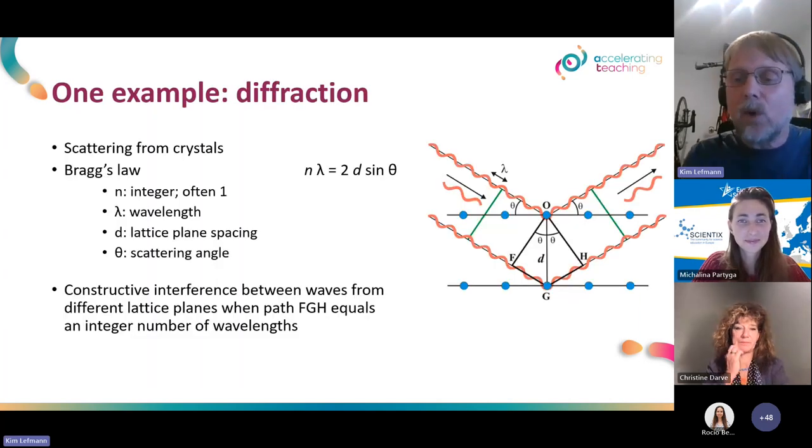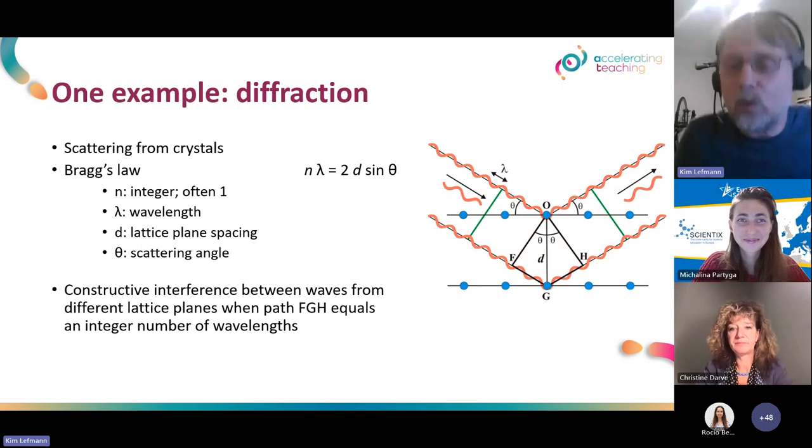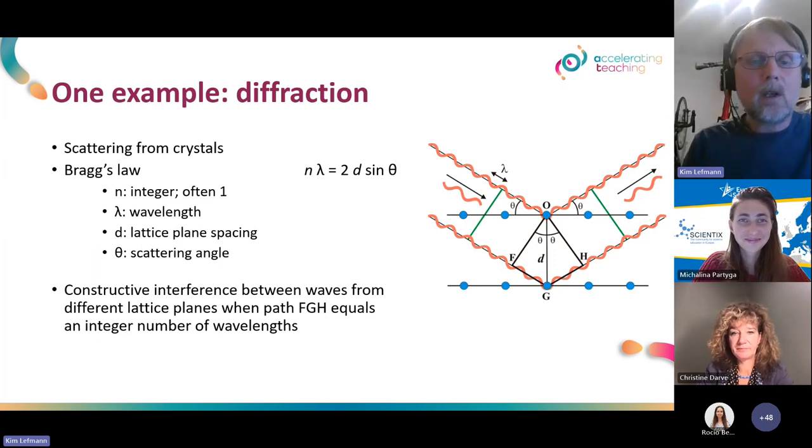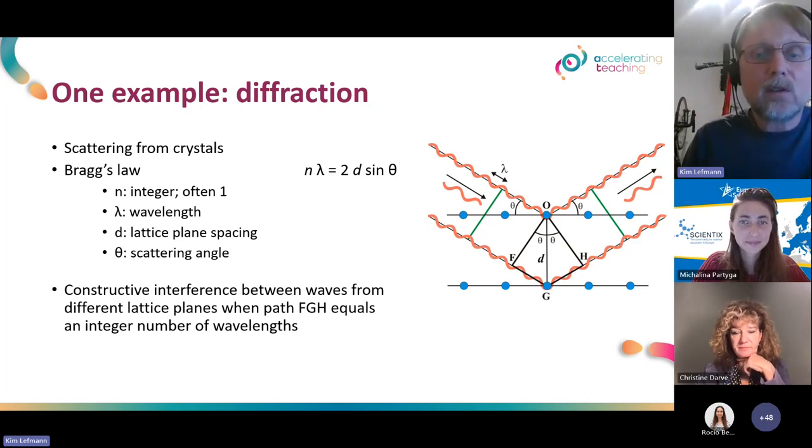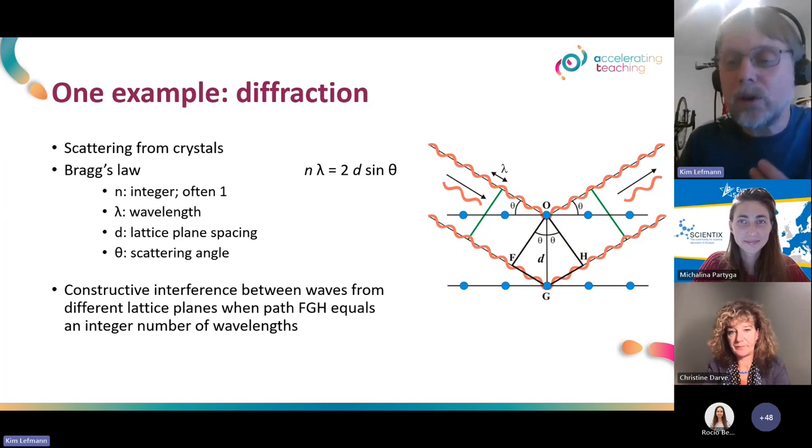So I go even more detailed, and now I will actually show equations. This is diffraction, scattering from crystals. What is a crystal? A crystal is a regular pattern of atoms. Here they are in blue. Here's one lattice plane, and up here is another lattice plane, and you see how they are very regular. Now I only draw two dimensions, but imagine that there is a third dimension coming out of the slide, and it will look all the same.